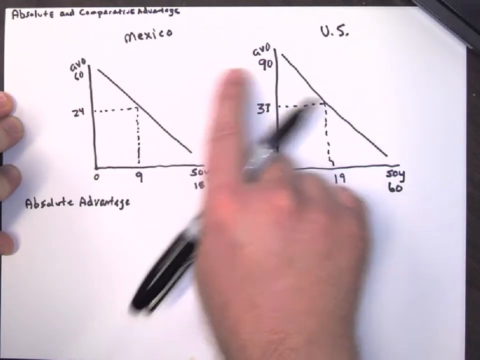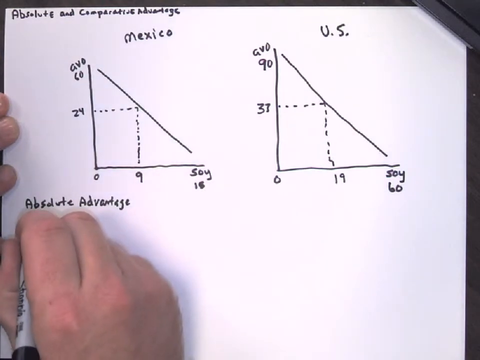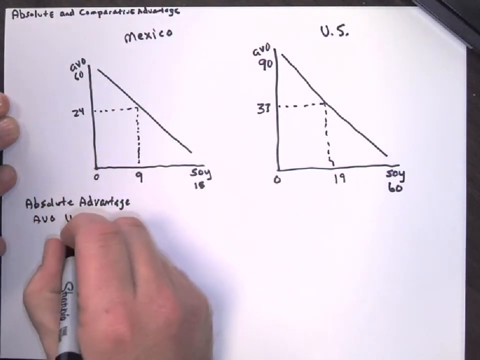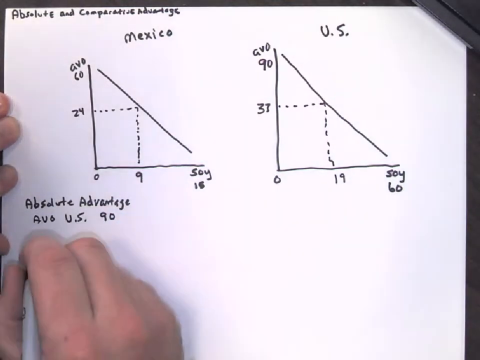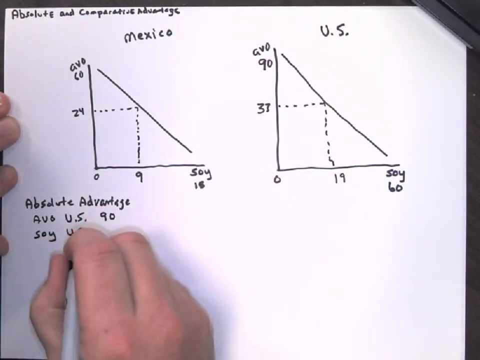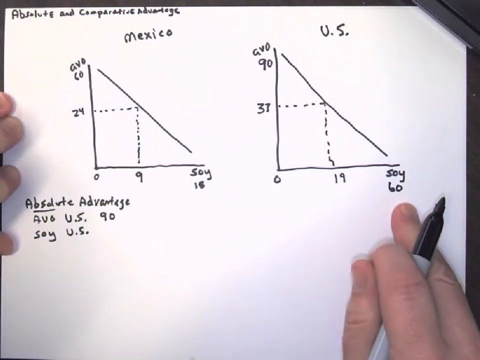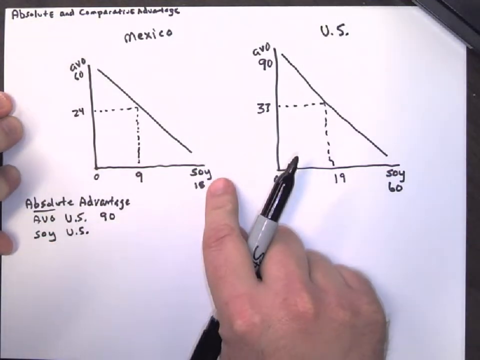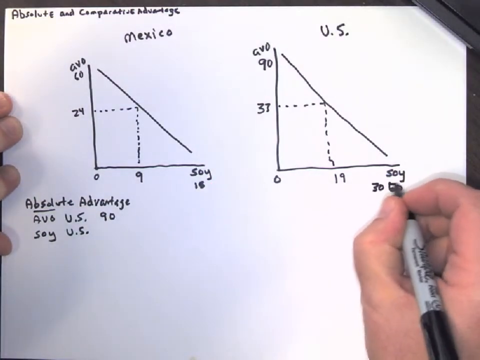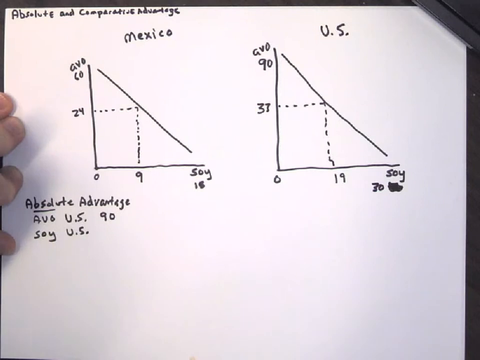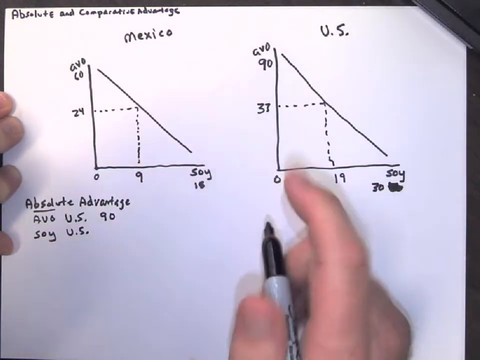So 90 is greater than 60. So the U.S. in production of avocados has absolute advantage. They can make 90. In soybeans, the U.S. also has absolute advantage because they can make 30, as in Mexico can only make 15. I'm sorry, I wrote that wrong. This should be 30.